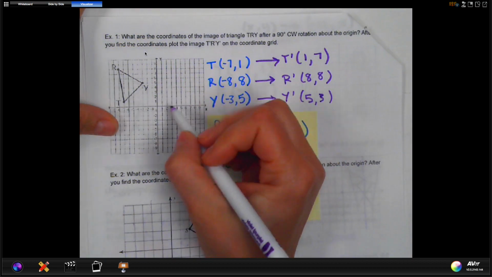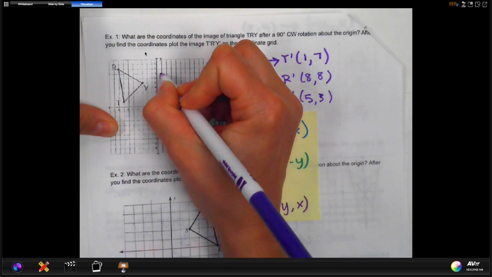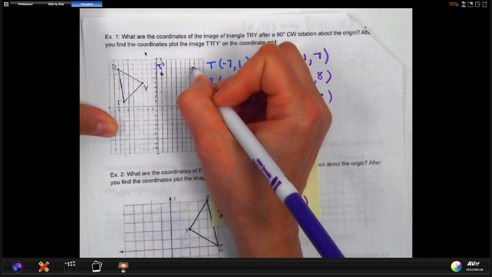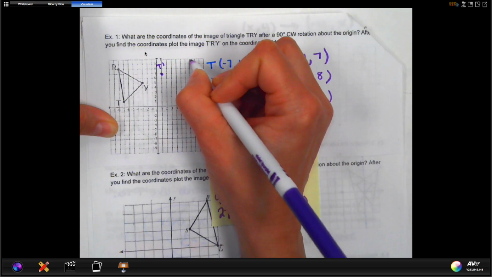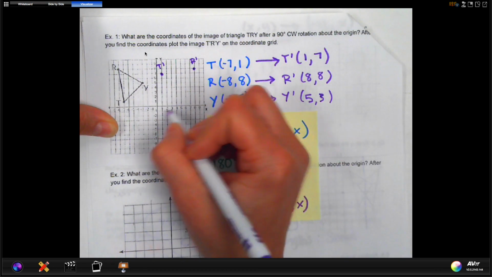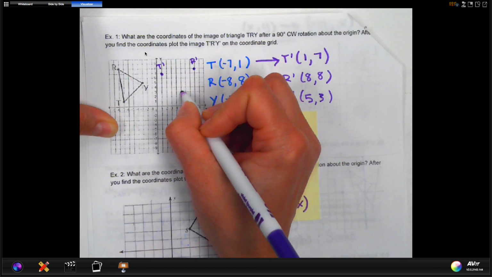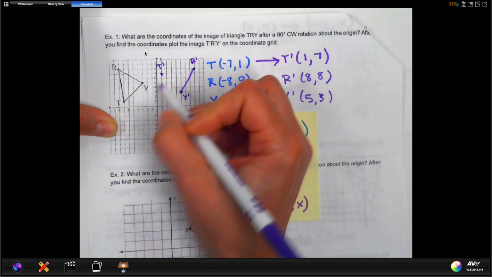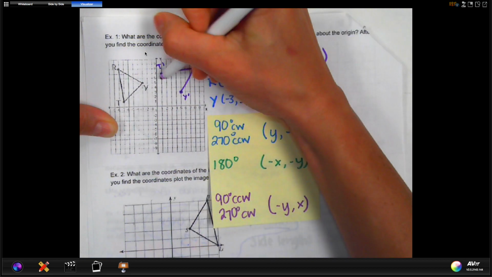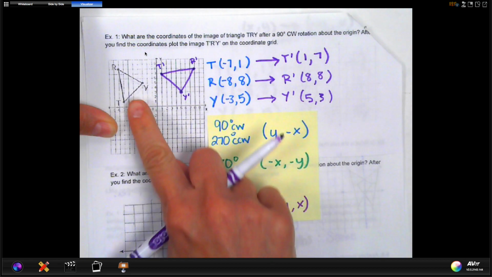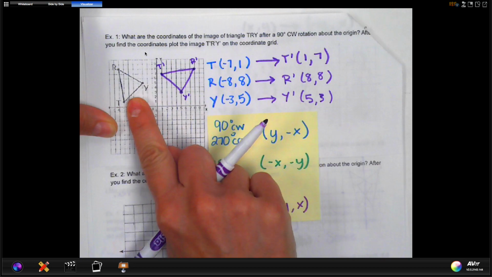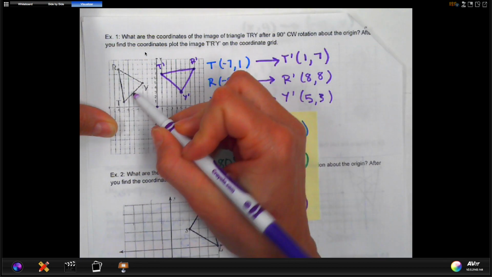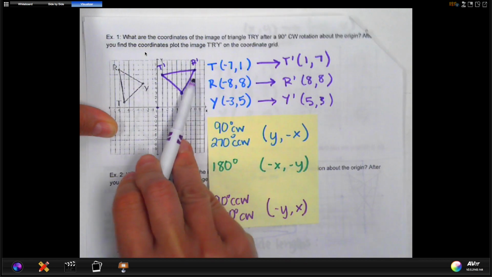Okay, so now our goal is to go ahead and plot that on the grid. So right 1, up 7 for T prime, right 8 and up 8 for R prime, and finally right 5 and up 3 for Y prime. Then you want to go ahead and connect your dots, and it should look like you took that original triangle and you rotated it about our origin, so about this spot, 90 degrees, and in fact we did.